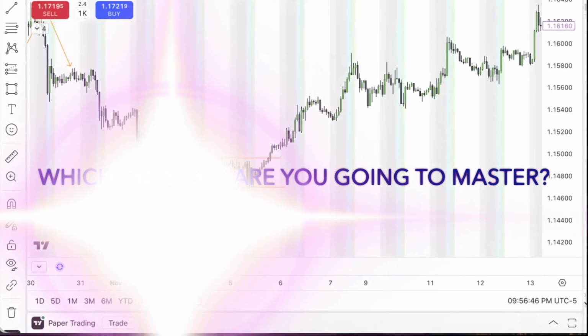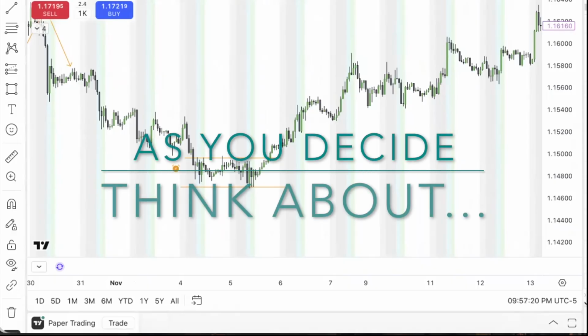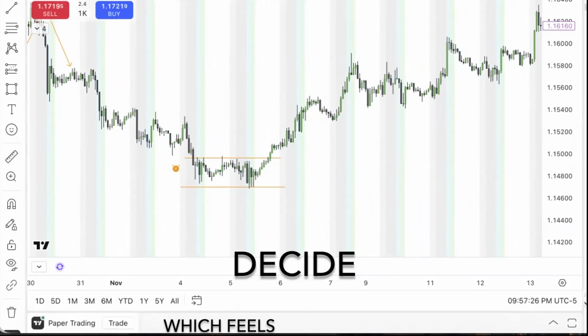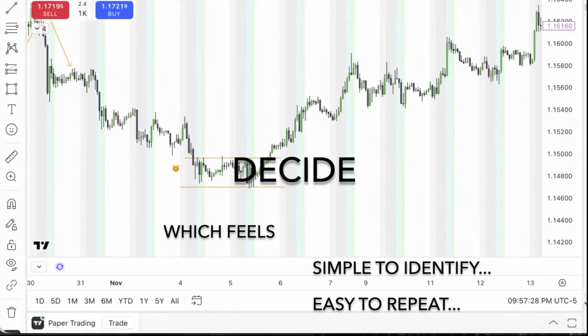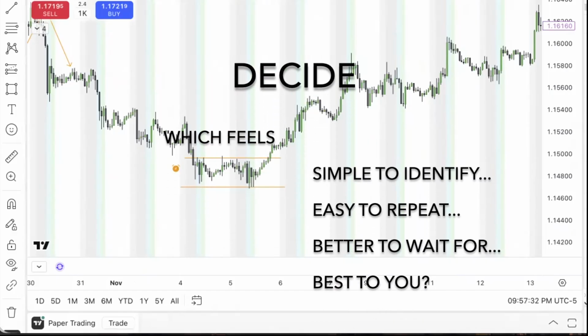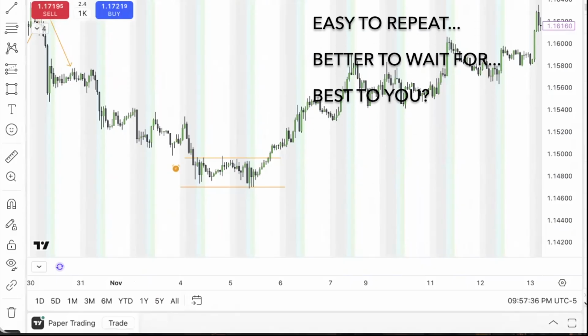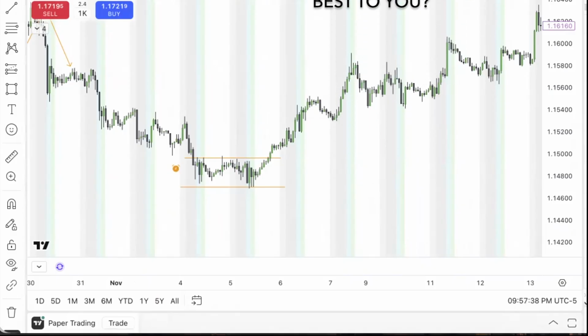And so there's really no best strategy. Which strategy feels clear when you look at the charts? Which one do you see easily? Which one feels calmer to wait for or better to wait for? And which one feels easier to repeat? So you don't have to decide right away. You just need to study the charts and try out each one and decide what works best for you.